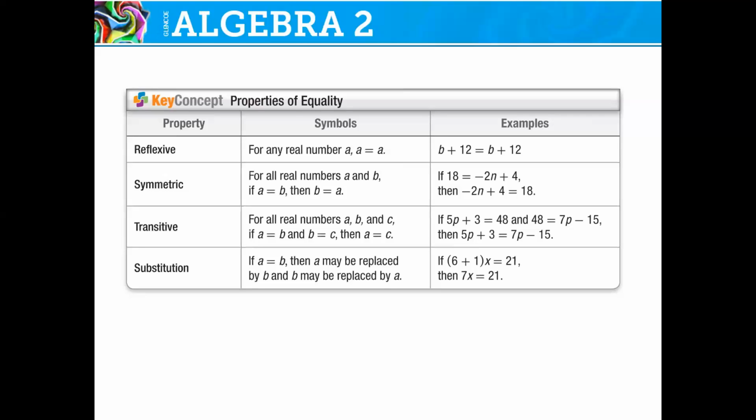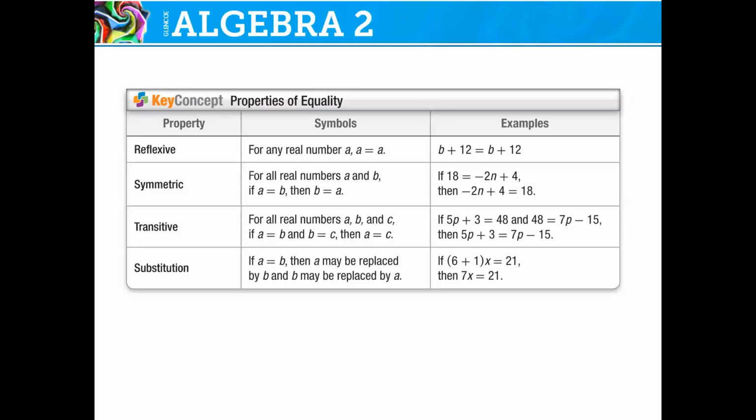Then you have symmetric. For all real numbers A and B, if A is equal to B, then B is equal to A. So your example is if 18 is equal to negative 2n plus 4, then negative 2n plus 4 is equal to 18. The symmetric property is basically flipping the equal signs. Okay, it doesn't matter which part comes first. 18 is equal to negative 2n plus 4 is equivalent to negative 2n plus 4 is equal to 18.